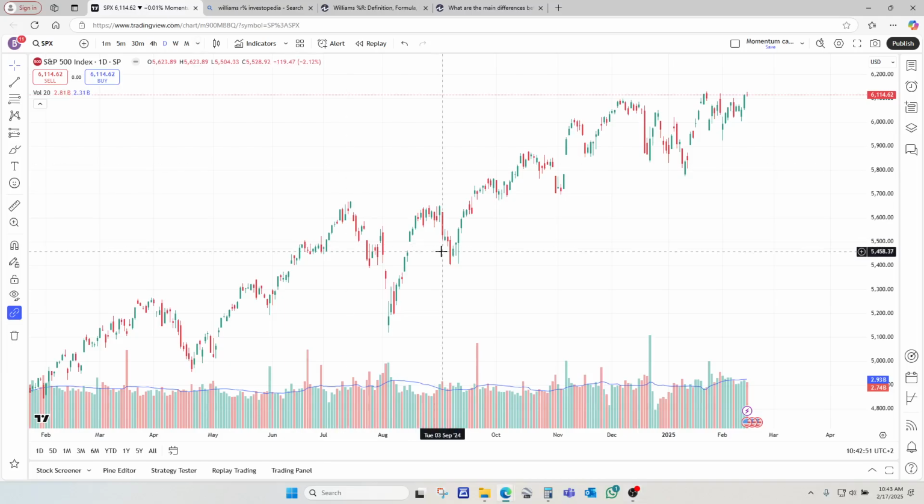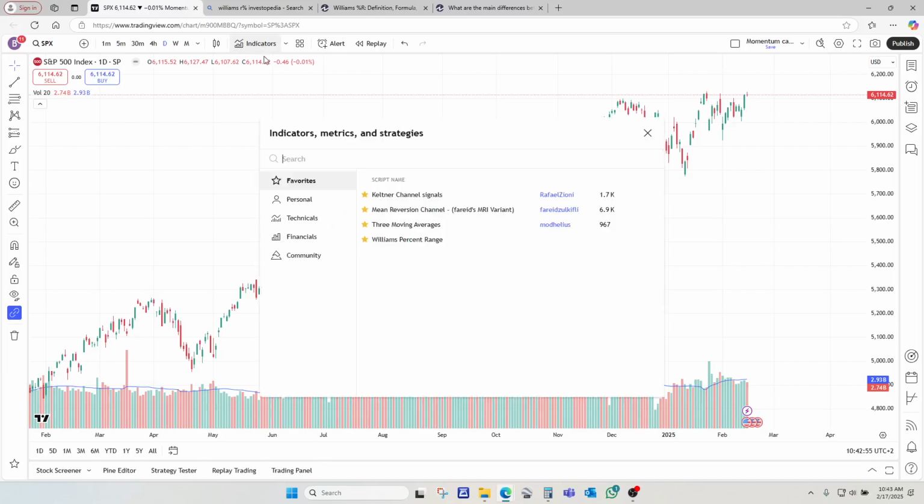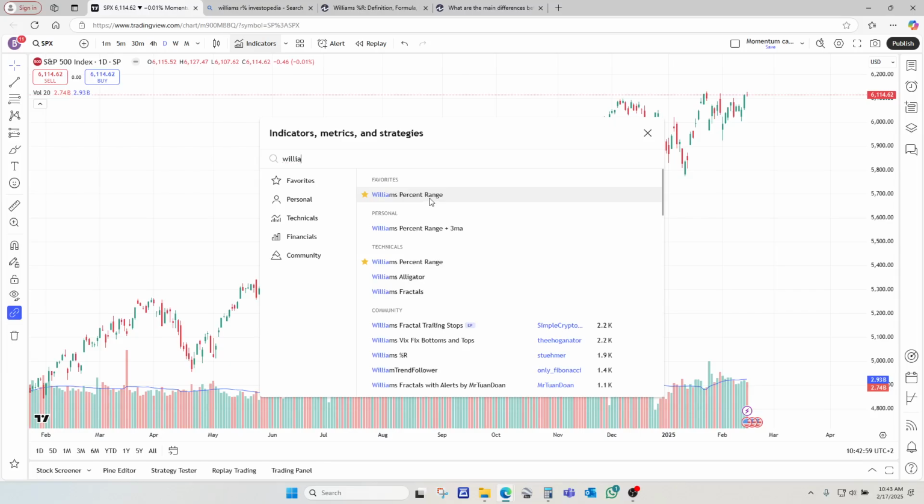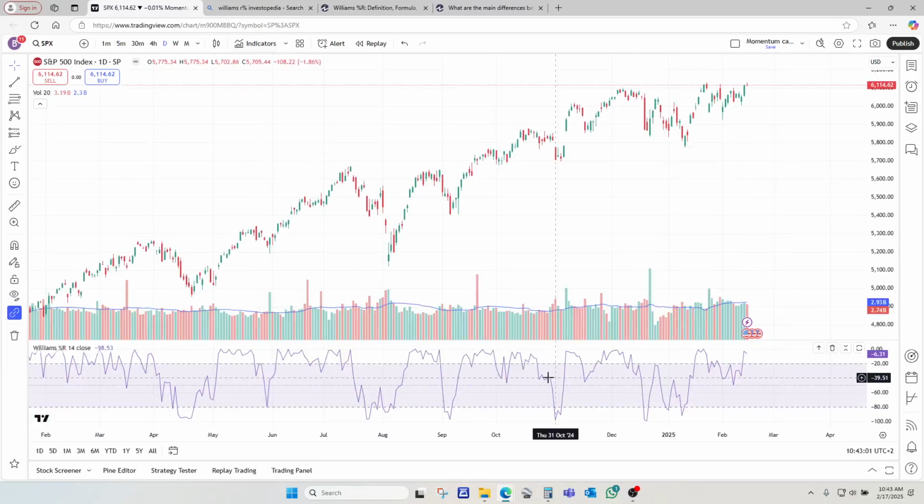So we'll go to TradingView and we can quickly add the indicator. Just typing Williams percent range, and this is how it looks. So it's an oscillator, and it will go up and down. Here on the top part we'll have the value of 0, and it will go down to minus 100.